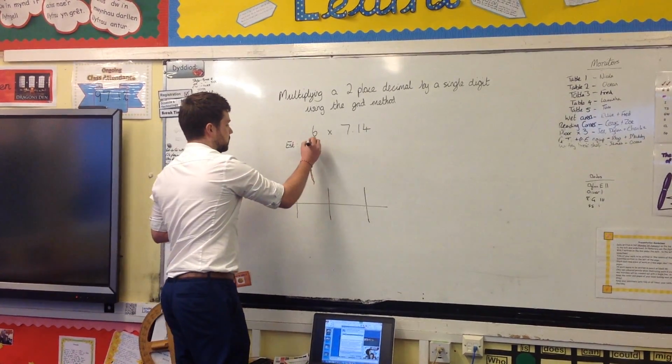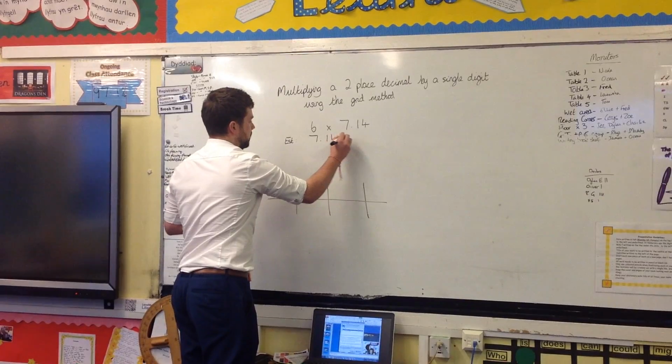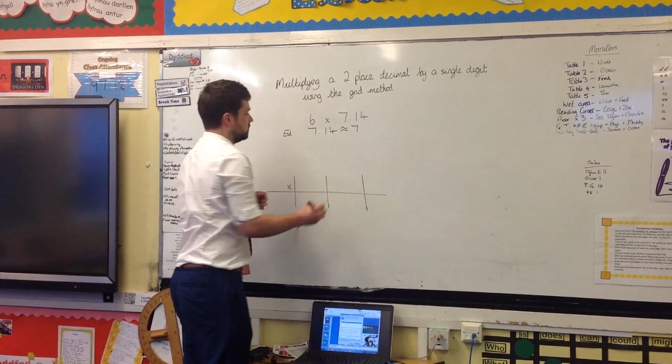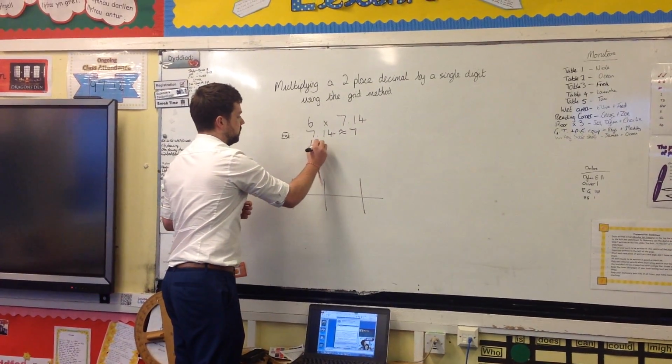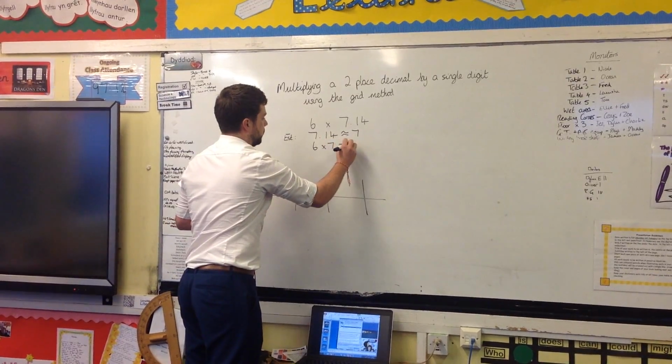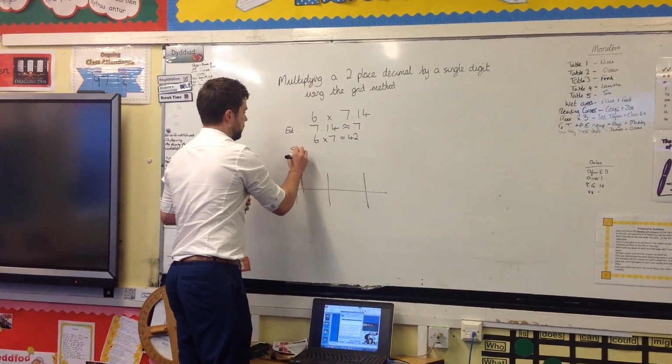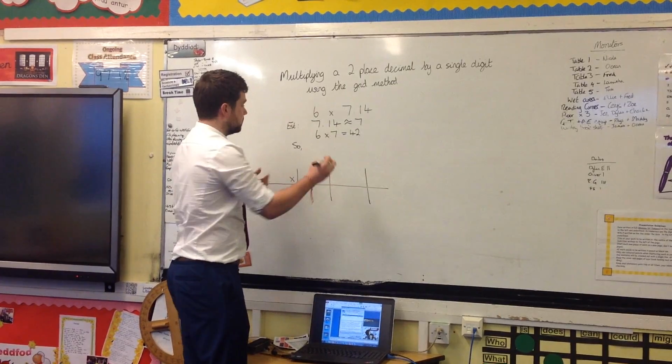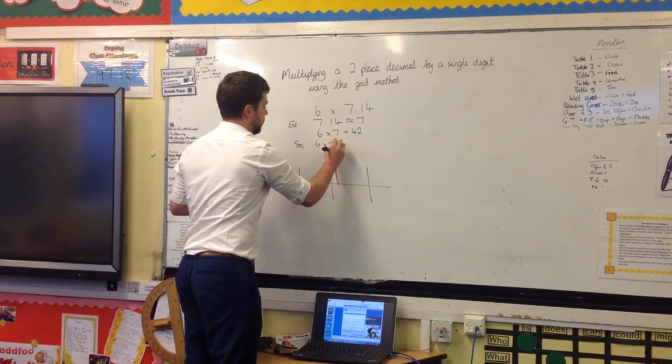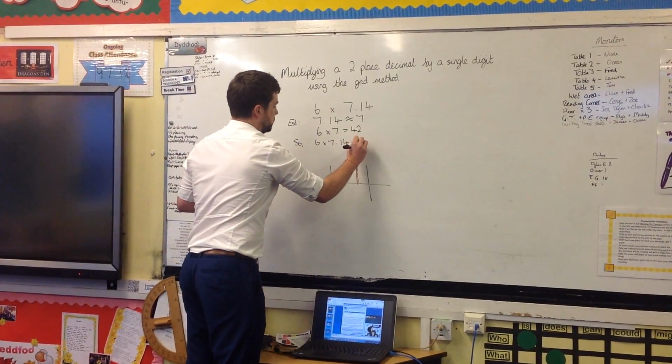Now we know 7.14 is almost 7. Using our number facts, we know that 6 times 7 is 42. So, therefore, we can estimate that 6 times 7.14 is almost 42.